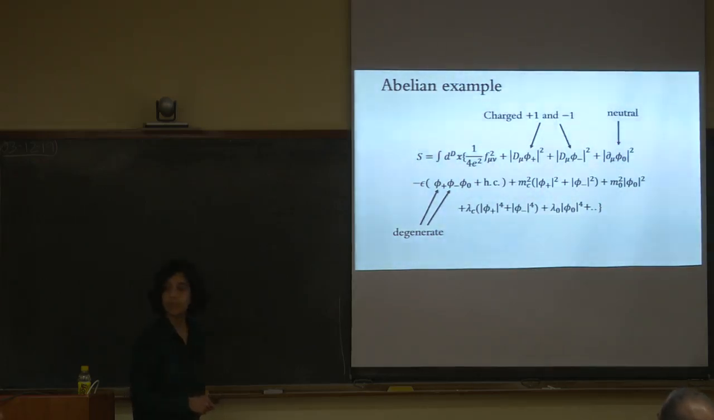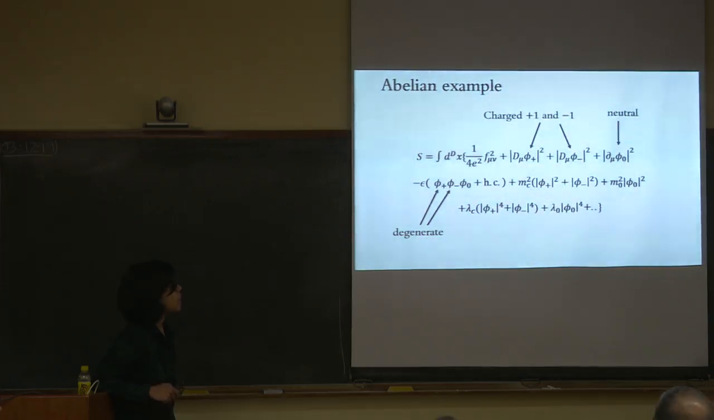So phi minus star is charged. Those are basically on equal footing, right? Phi minus star has charge +1. Yes, that's right. So I also have a neutral scalar.